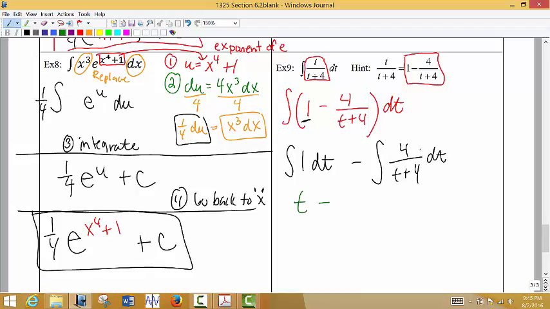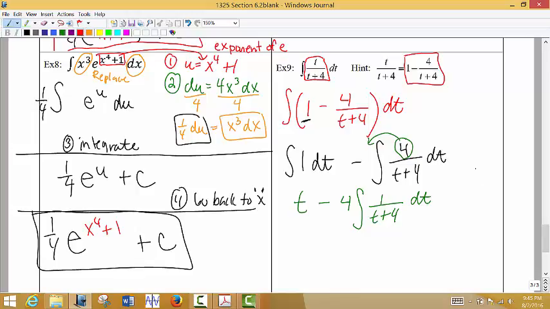Minus. Now, this part we're going to spend a little bit more time working with the integration. First of all, this 4 is just multiplied in. Let's bring that 4 out as a multiple of integration outside of it. So that leaves me with 1 over t plus 4 dt.